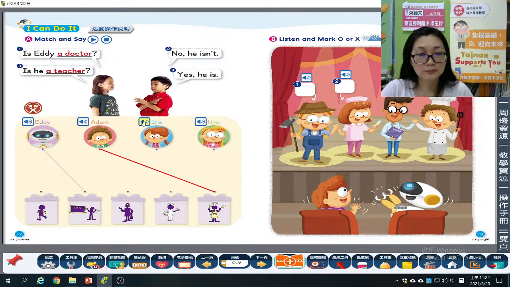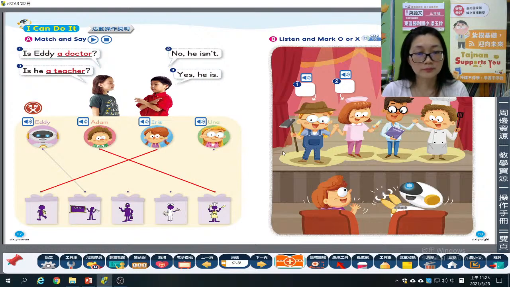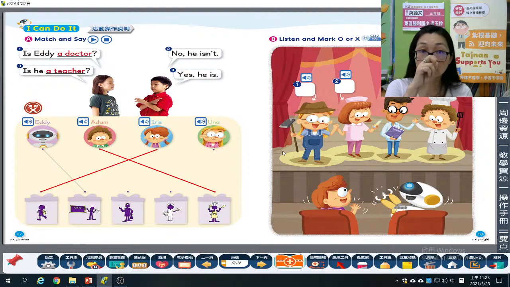Now, Iris. Is Iris a teacher? No, she isn't. No, not a teacher. Is she a student? A student? Yes, she is. So now draw lines. A student here. You can see the school bag, right? How about Una? Is Una a nurse? No, she isn't. Is she a doctor? A doctor? Yes, she is. So, a doctor. So, draw lines. There are only four pictures, right, on top. So, that's why no one is a nurse. So, you just leave it here.